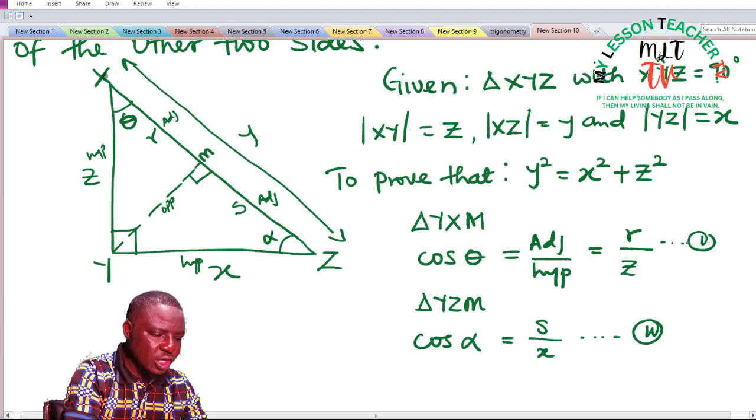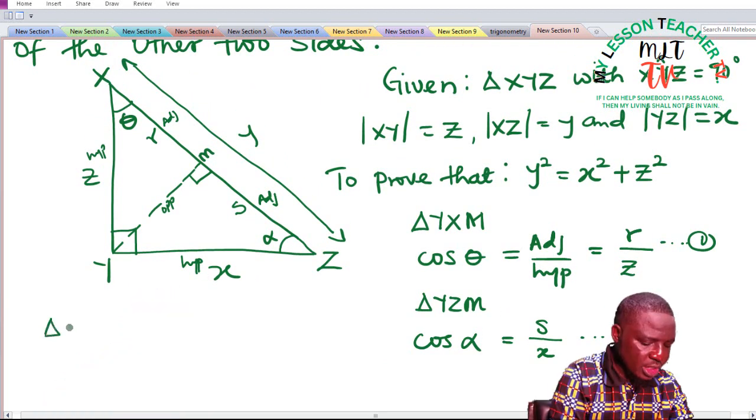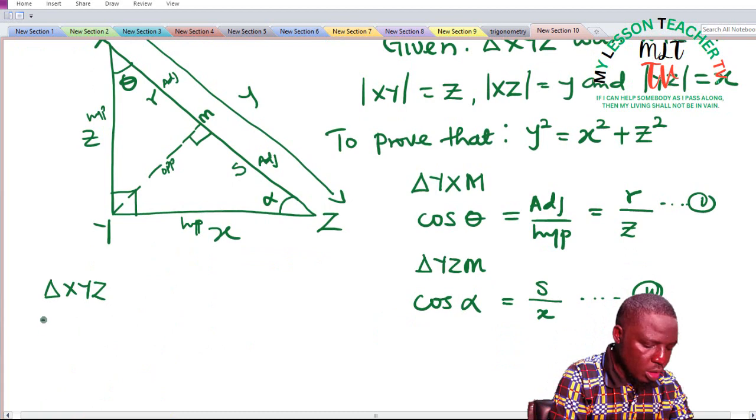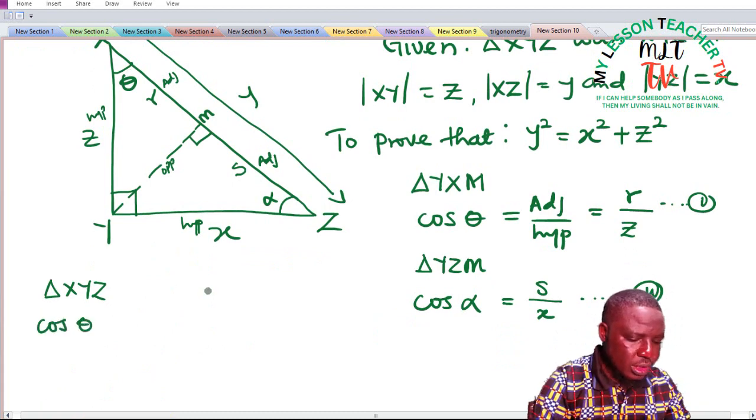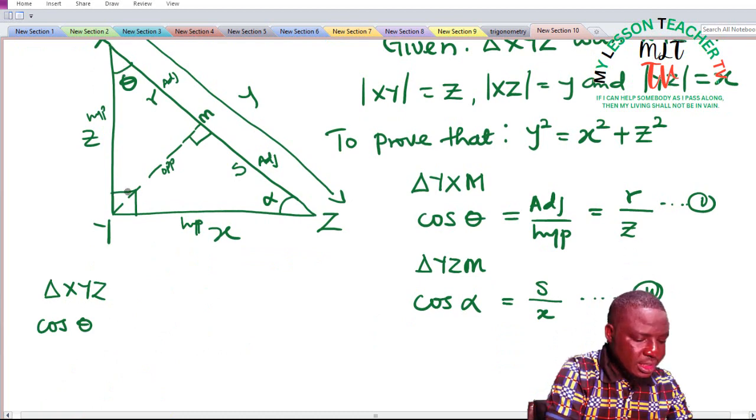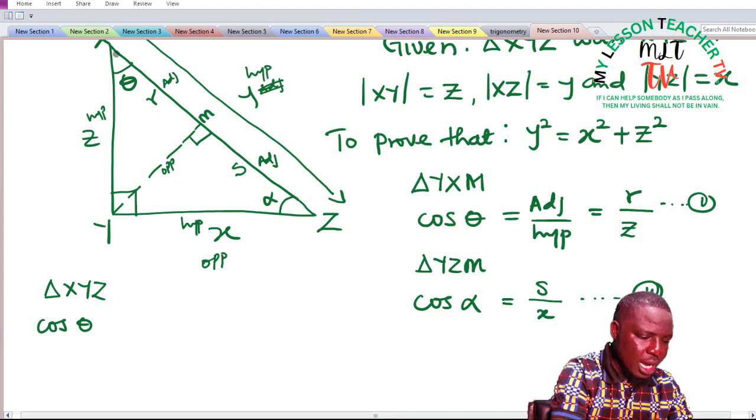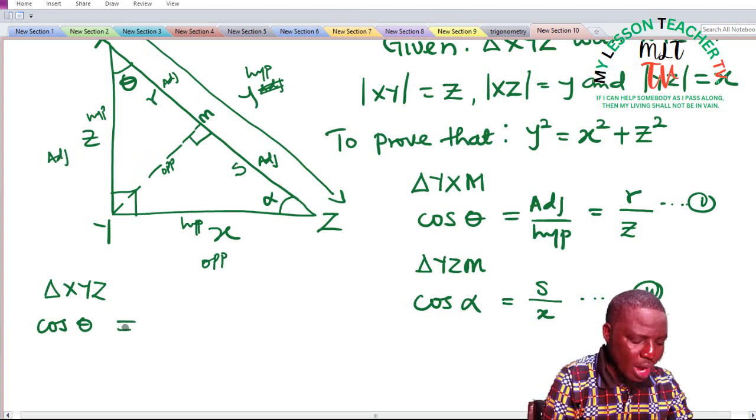Now, if you consider triangle XYZ, we'll also look for the cos theta of this angle. Now, with respect to triangle XYZ, this is said to be 90 degrees. Then, with respect to angle theta, here is said to be the opposite side, Y is said to be the hypotenuse, and XZ is said to be the adjacent side. So with respect to triangle XYZ, cos theta is said to be the ratio of Z over Y. Let me call this equation 3.